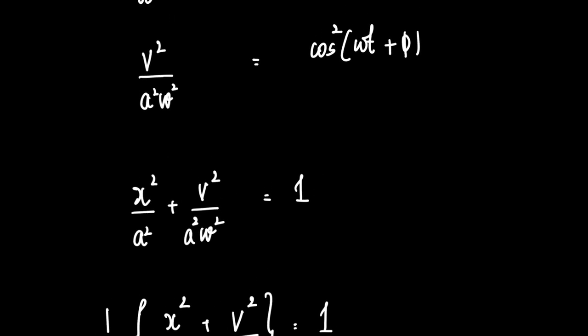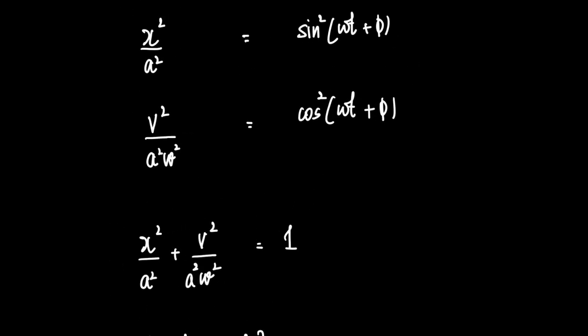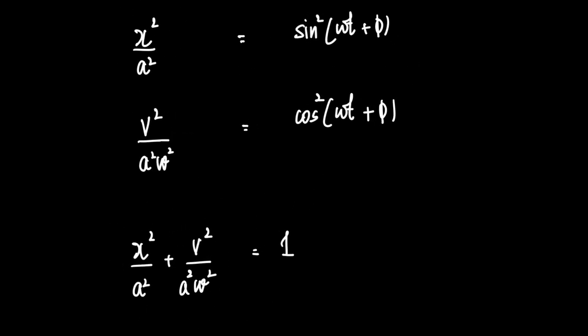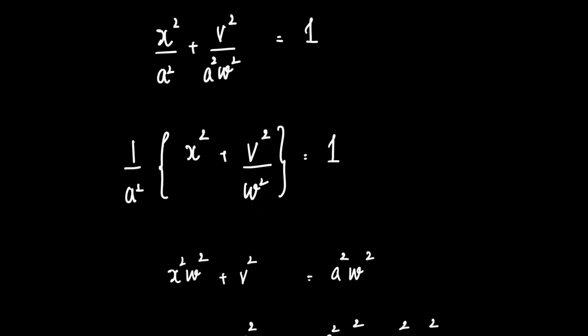Combining these two, if you add LHS and RHS, sine square omega t plus phi plus cos square omega t plus phi is equal to 1. Why? Because sine square theta plus cos square theta is equal to 1. And LHS becomes x square by a square plus v square by a square omega square. Now, pulling out 1 by a square common here, what we get is 1 by a square times x square plus v square by omega square is equal to 1.